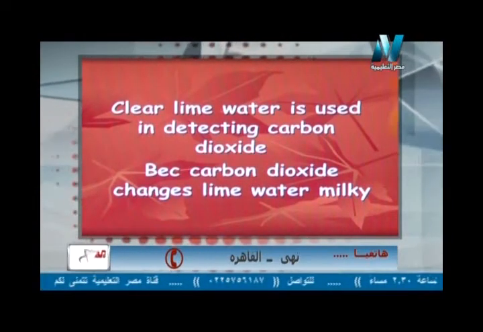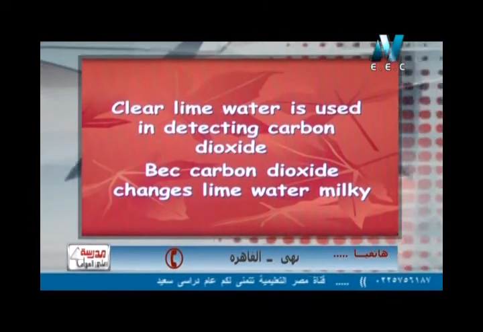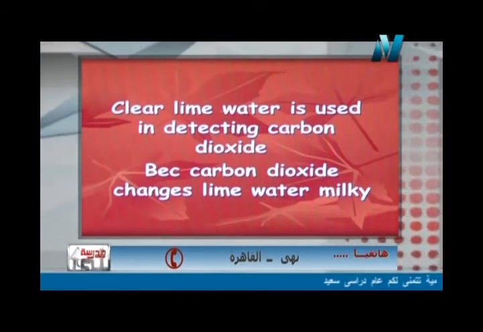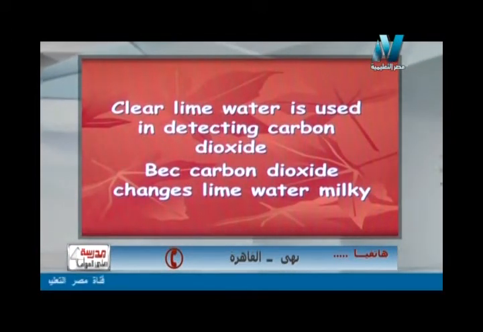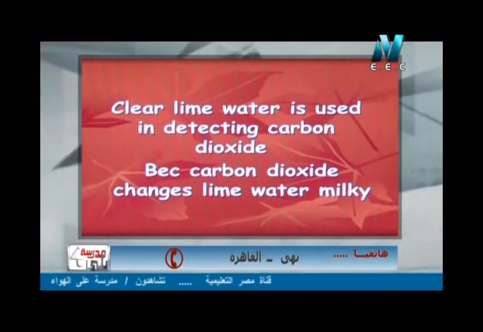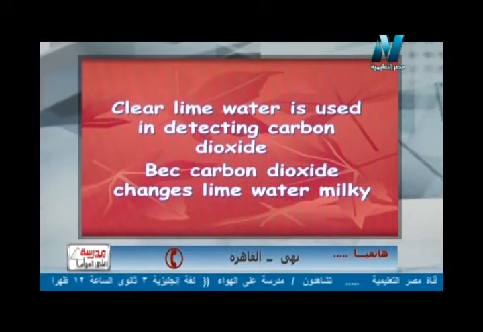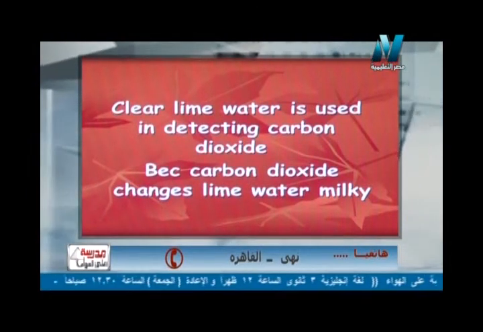Very good, excellent. Because carbon dioxide changes lime water milky, or cloudy, or turbid. That's your answer: because it forms calcium carbonate, which is insoluble in water.